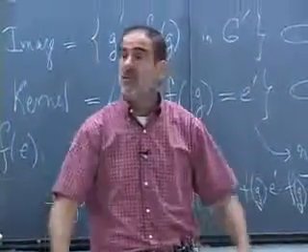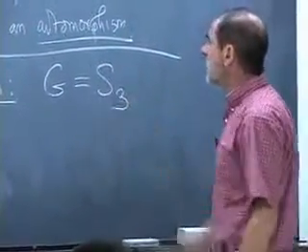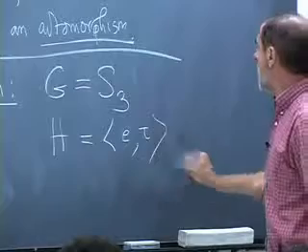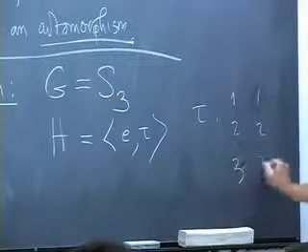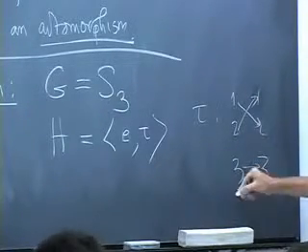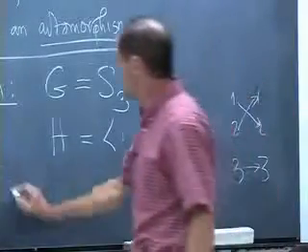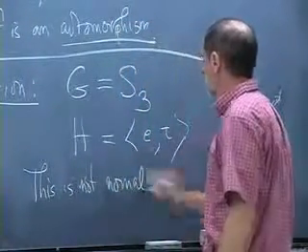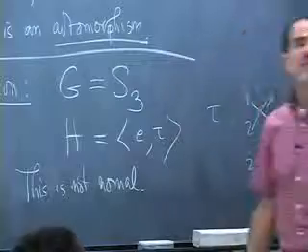Can someone suggest a simple non-abelian group to work with? Like S3? S3. So let's take a look at S3, and let's take a simple subgroup to work with. Let's take the identity element and our transposition tau, where tau sends 1 to 2, 2 to 1, and fixes 3. Okay? Now, I claim this is not normal. So you have to find an element in the group that takes this subgroup outside of itself.